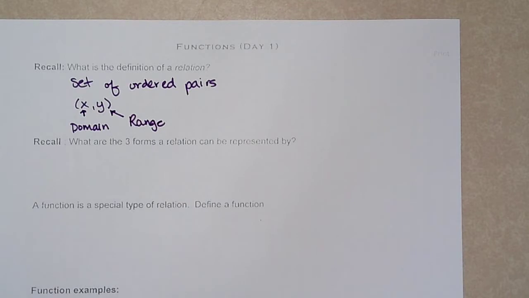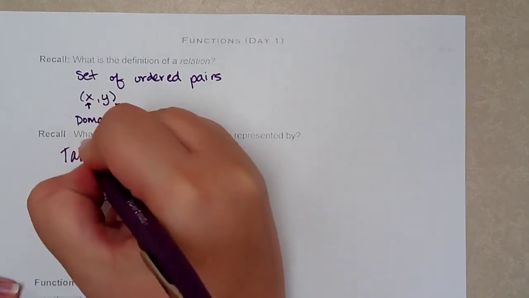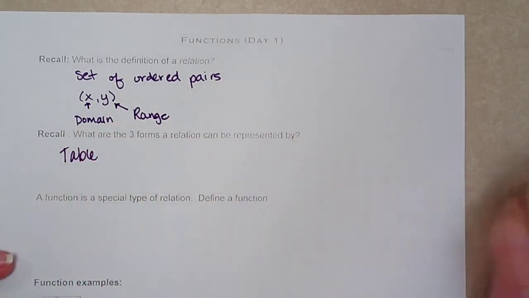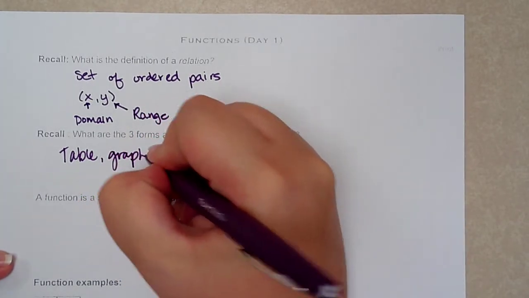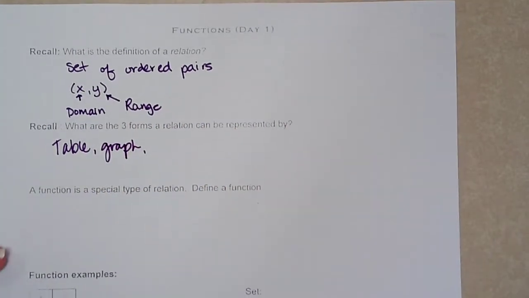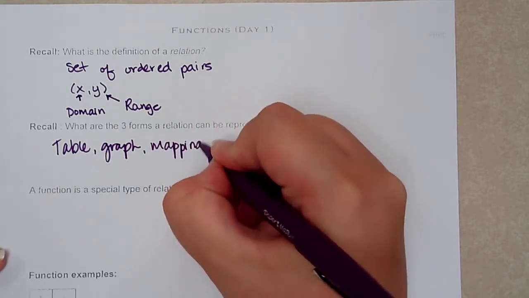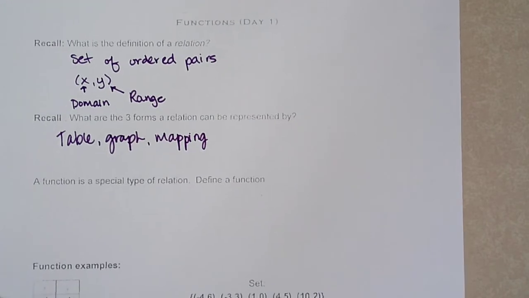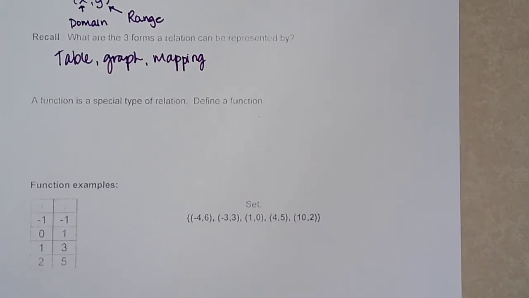Also recall, what are the three forms a relation can be represented by? The three that we most often use, although there are more, are the table, really basic, we're used to using that one. The graph, plotting points, we're all pretty familiar with that as well. And the one that's less familiar to most of us is mapping, but we'll see that a little bit too. A function specifically is a special type of relation.